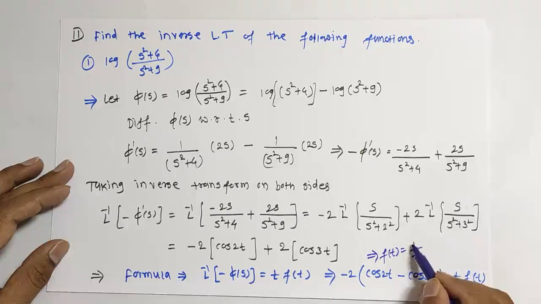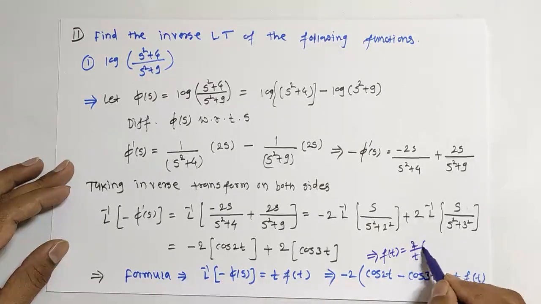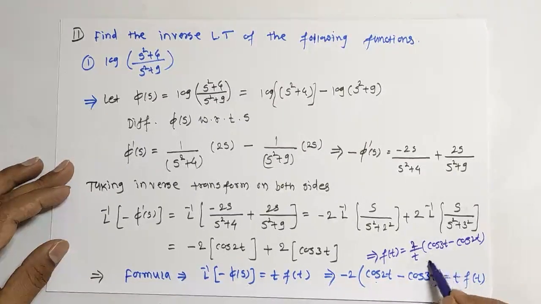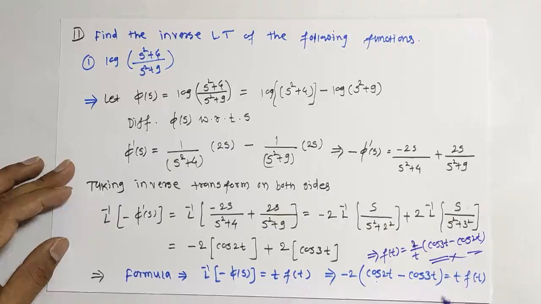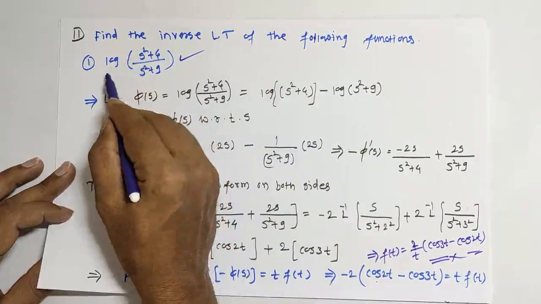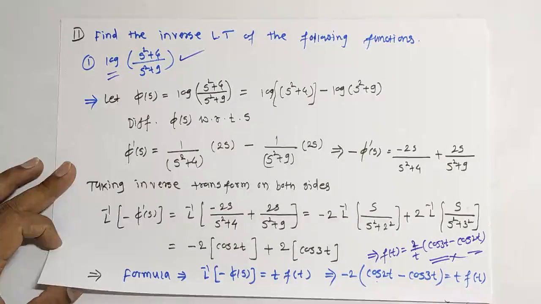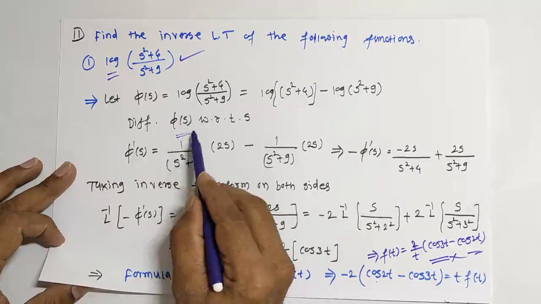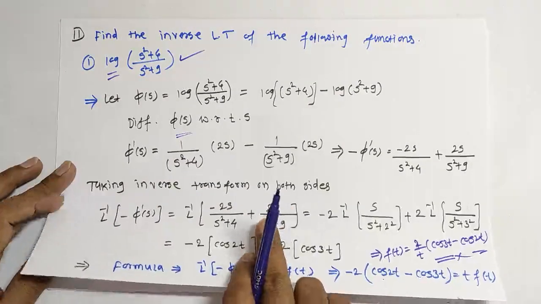Here you can take minus inside and 2 outside. So 2 times, minus inside, so this will be plus cos 3t minus cos of 2t. Student, you simplify it yourself and check this answer. This is the first example. In this example, log is there, so we have used the method. We are using differentiation of phi of s to get the answer.